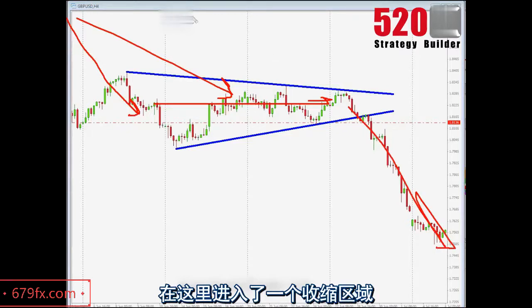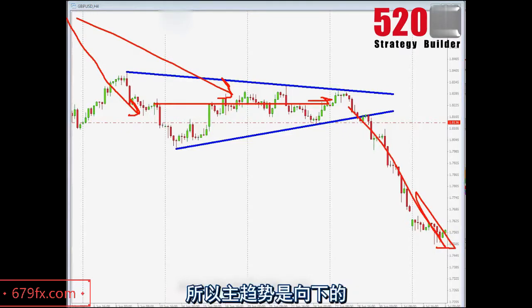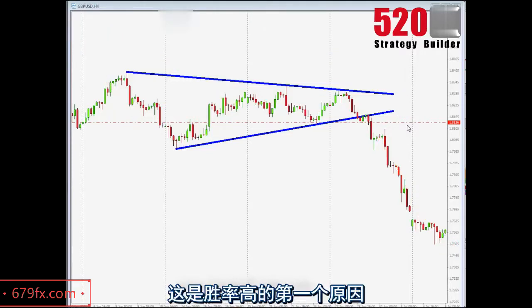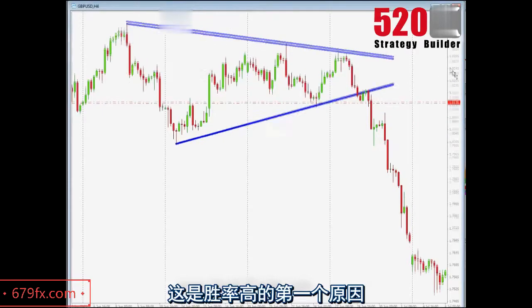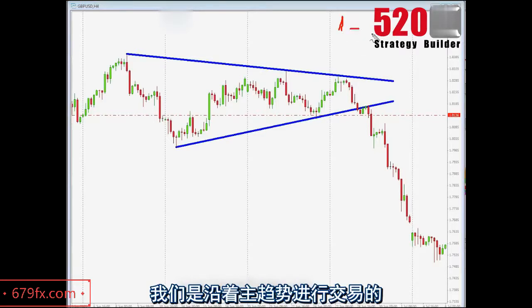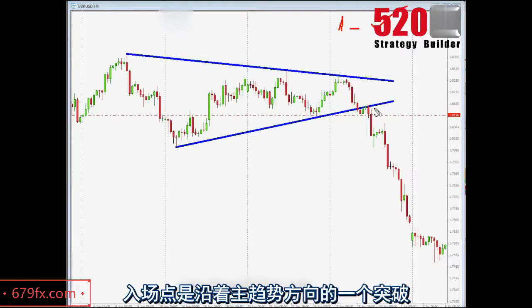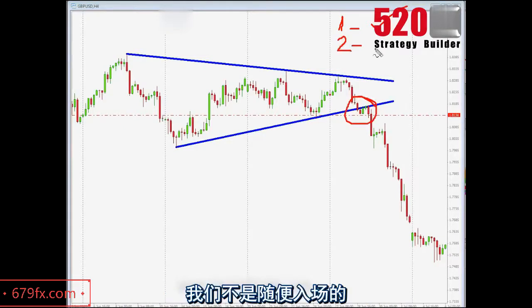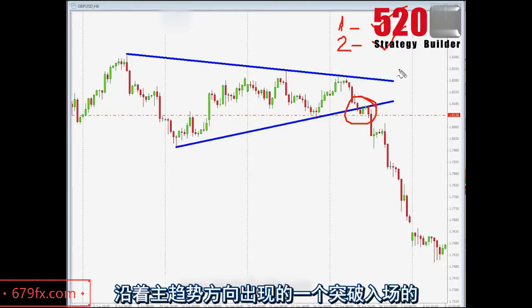The overall market sentiment is to the downside. That's the first reason why you are stacking the odds in your favor: the trend. You are trading in the direction of the main trend. Second, you are trading a breakout in the direction of the main trend. You are not just taking a trade out of the blue. You are entering a breakout in the direction of the main trend.